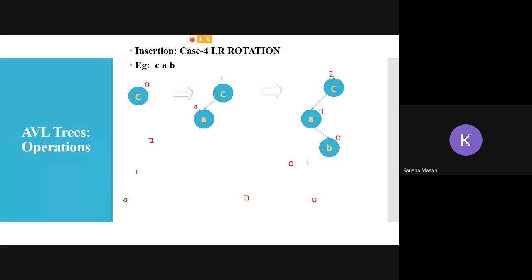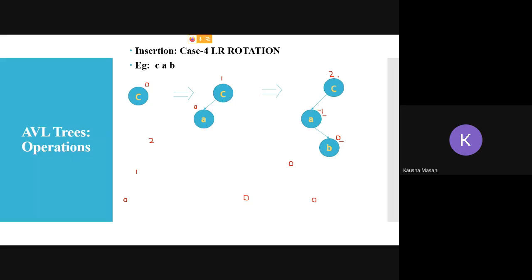Calculate the balance factor. At B it is 0. At A it is 0 minus 1, so minus 1. And at C it is 2 minus 0, so it is 2. So I came to know that now this thing needs balancing. It went out of balance.